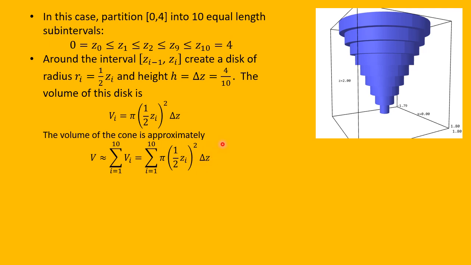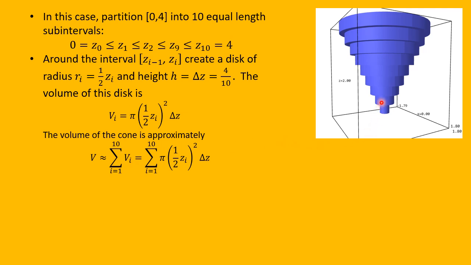One thing to notice here is that for the first disk, i equals 1, we have a disk down here. The first disk has radius 0, and so the first term here, v sub 1, happens to be 0.